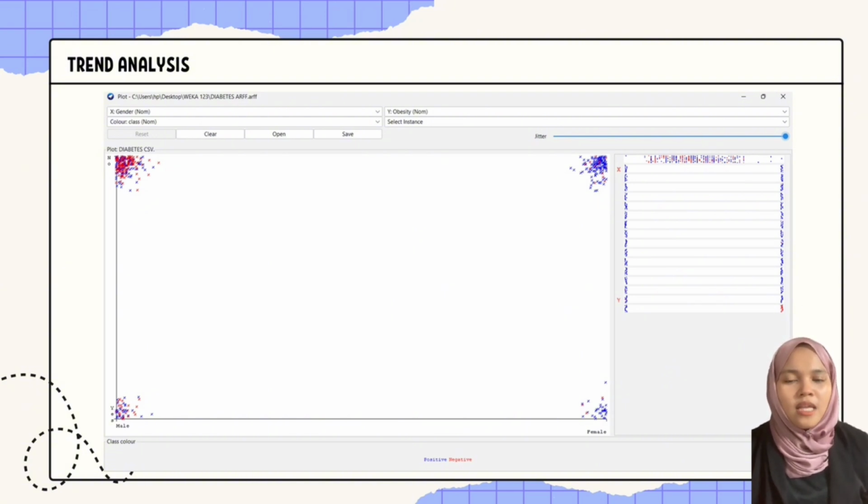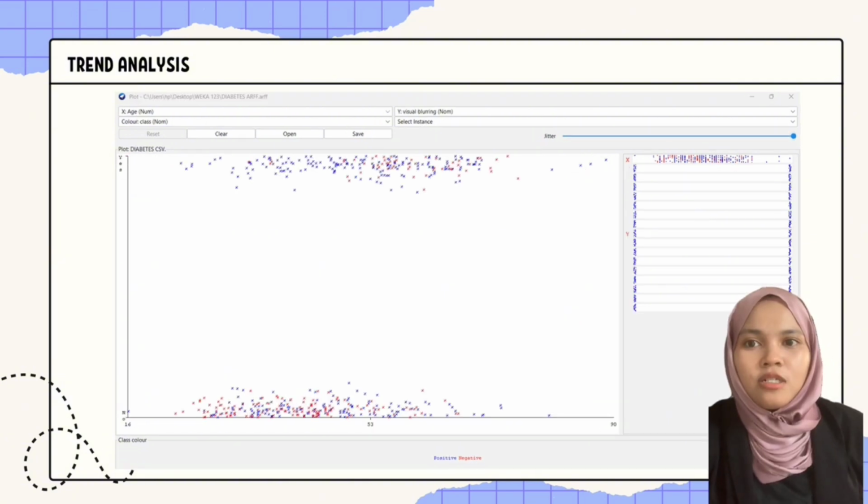More males reported having obesity in comparison to females. Thus, there appears to be a relationship between gender and prevalence of obesity, with obesity being more commonly reported among males, based on the positive and negative trend analysis color shown between the two factors.